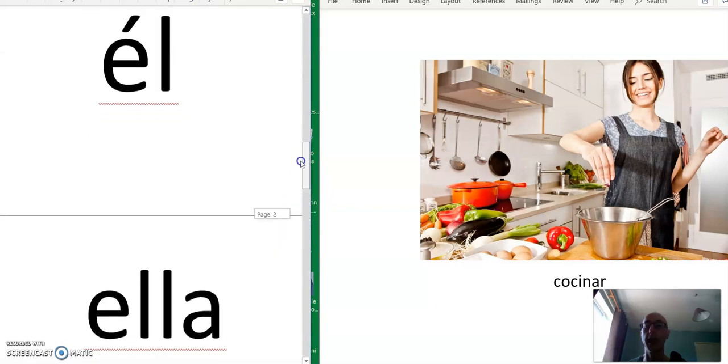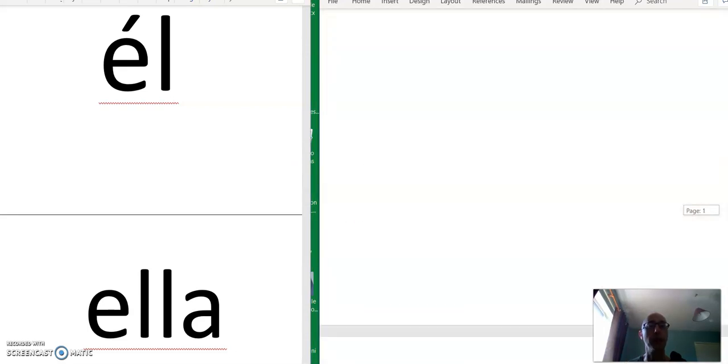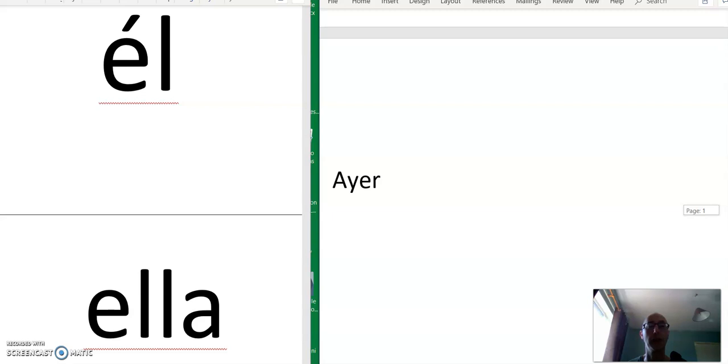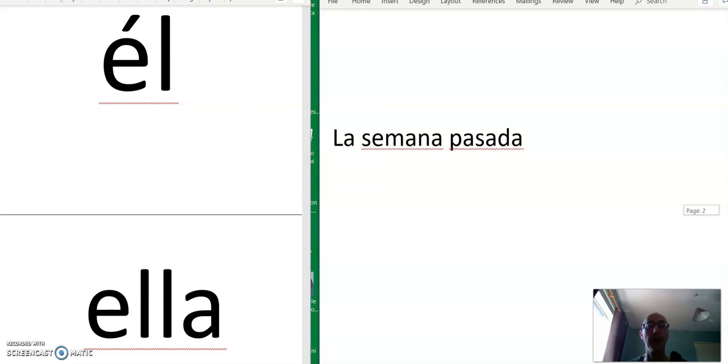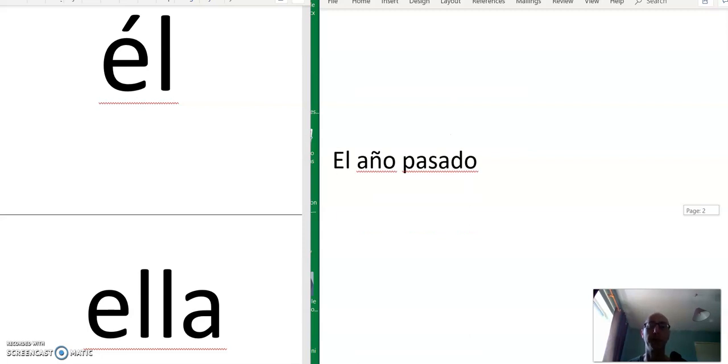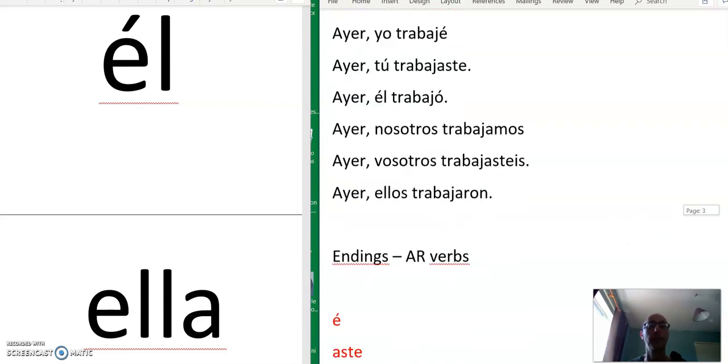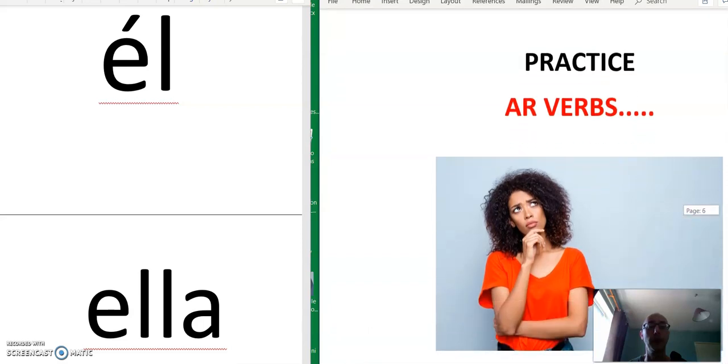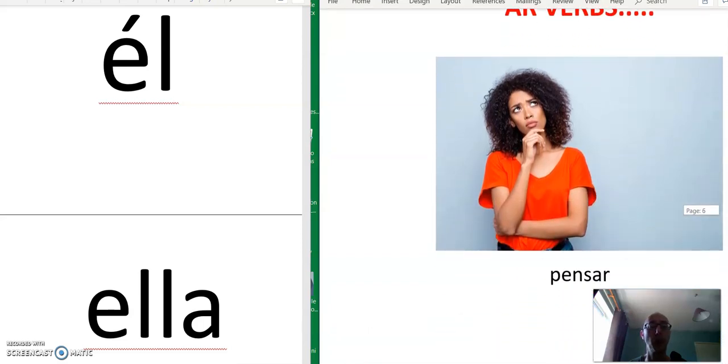Let's use the él and the ella. It's a common form. This time we're going to use one of our expressions. Ayer, yesterday. La semana pasada, last week. El año pasado, last year. So I'll give you something a little more complex to do. Yesterday, she thought. ¿Cómo se dice? Ayer, ella pensó.